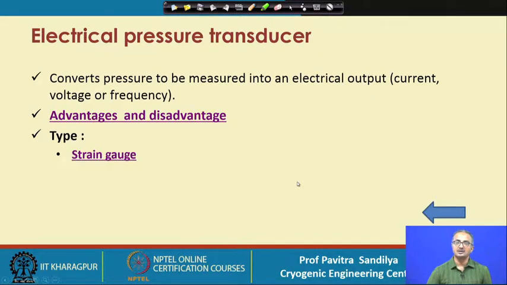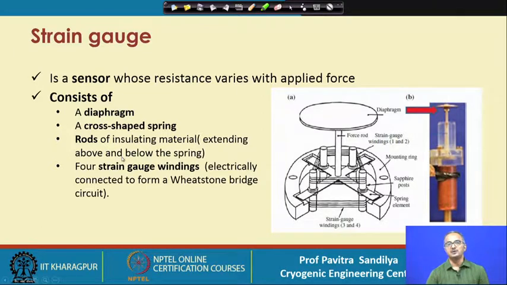Next we come to the various types of these electric transducers. First we have the strain gauge. The strain gauge works on the straining, that is the deformation of some element. Here we show the strain gauge type. What we find in this figure is that we have a diaphragm, and then we have this cross shaped spring, and then we have some rods over here which will be displaced, and we have the strain gauge windings. So these are the basic components of a particular strain gauge: diaphragm, then cross shaped spring, then these rods and the strain gauge windings. Now how does it work?